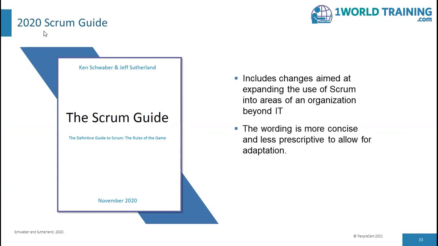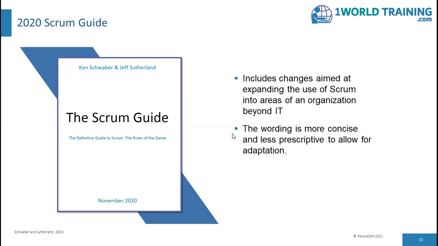This course material is based on the 2020 Scrum Guide, which is written by Ken Schwaber and Jeff Sutherland, the co-inventors of Scrum. It's the definitive guide to Scrum, the rules of the game, published last November 2020. It includes changes aimed at expanding the use of Scrum into areas of an organization beyond IT. The wording is more concise and less prescriptive to allow for adaptation.